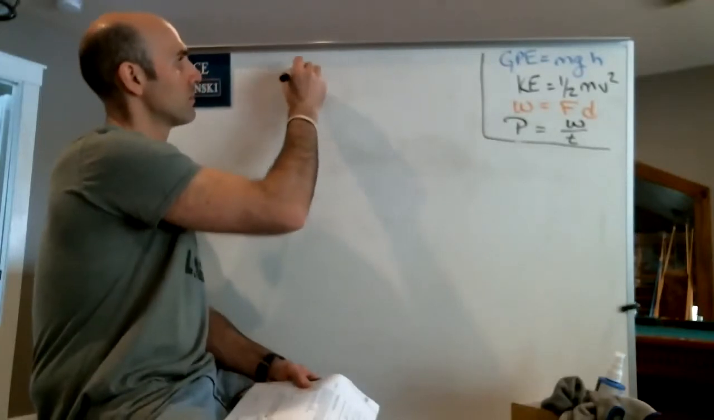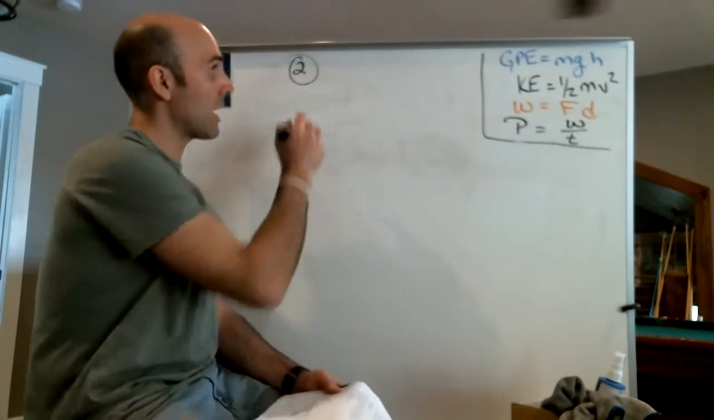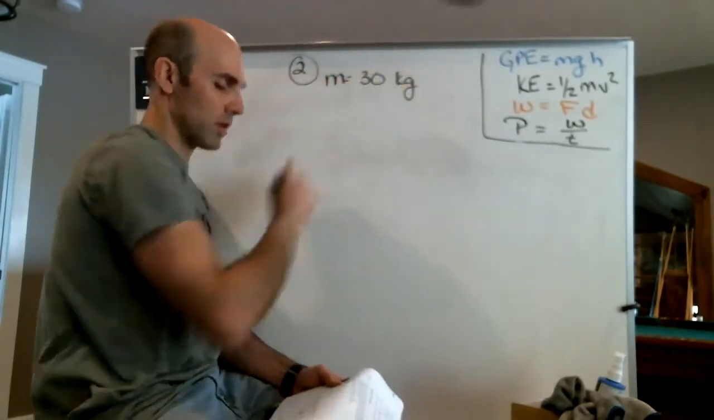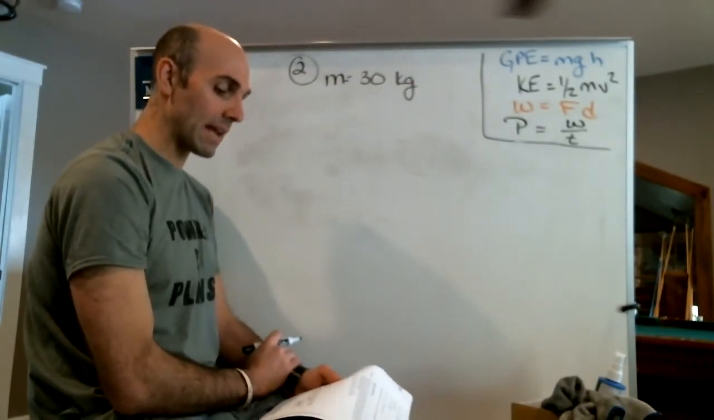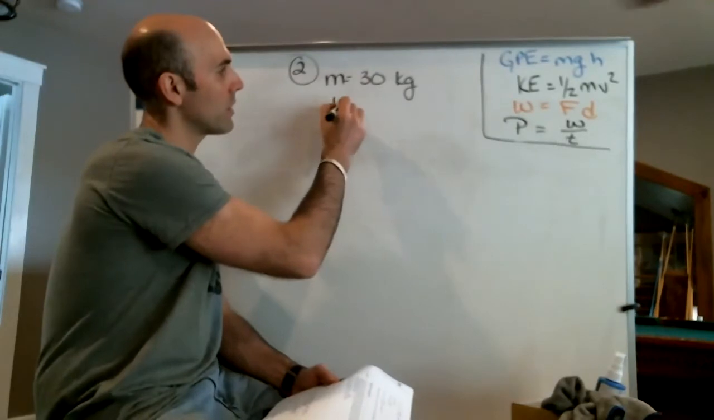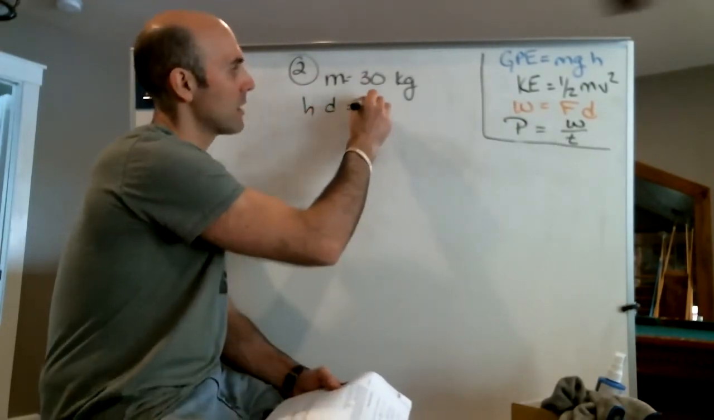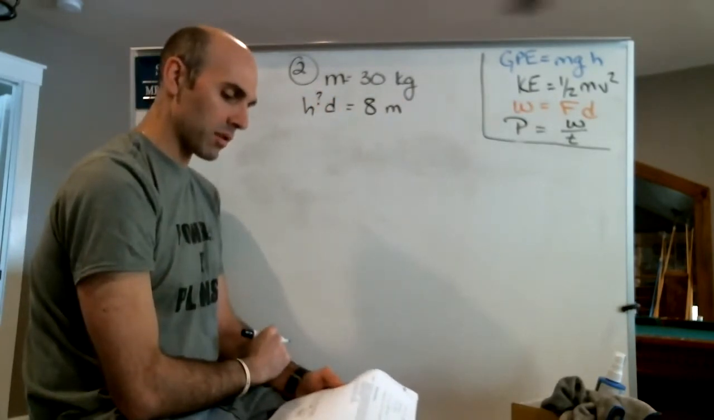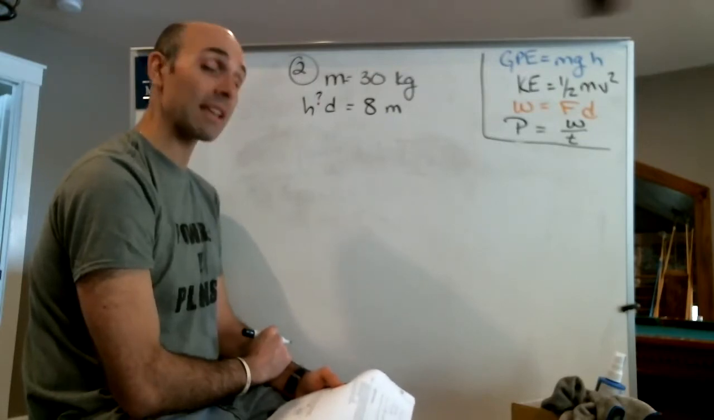All right, number 2. Katie, a 30-kilogram child, mass 30 kg, climbs a tree to rescue her cat who is afraid to jump the 8 meters to the ground. So we have a displacement or a height. We're really not sure yet. 8 meters, I'll put a little question mark there. 8 meters to the ground. How much work does Katie do in order to reach the cat?